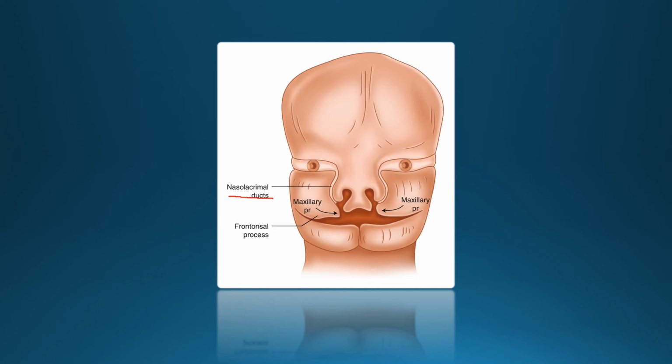This nasolacrimal duct, towards the cephalic end, is connected to the conjunctival sac, and the caudal end is connected to the lateral nasal wall. Once the maxillary process joins with the lateral nasal process, it goes on to develop. Here we can see the joining of the maxillary process and lateral nasal process. The maxillary process goes on to develop and meets and joins with the globular process.